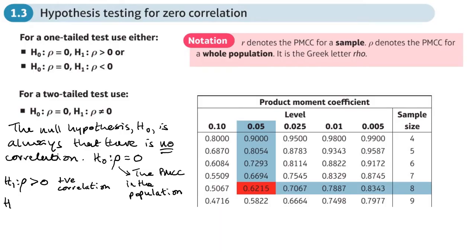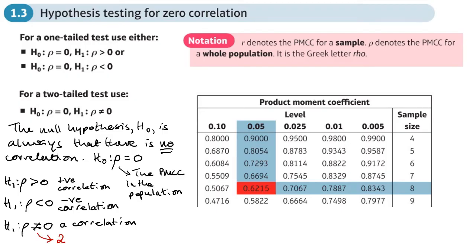H1 could be that rho is less than 0, implying that there is a negative correlation, or evidence to suggest a negative correlation in the population. And if H1 is rho is not equal to 0, that suggests a correlation. Now that correlation could be positive or negative. So when we have something like this, that's going to be a two-tail test, which means splitting the significance level.